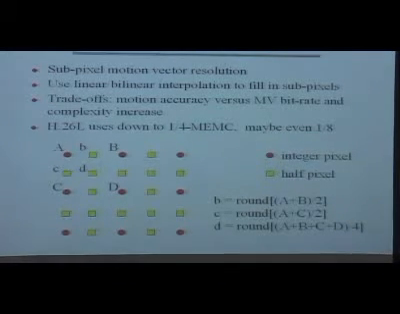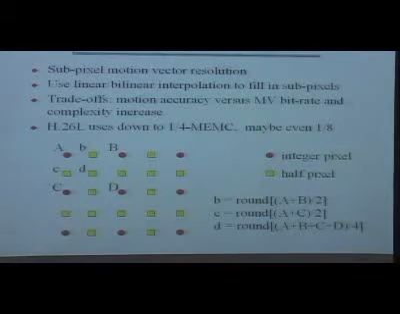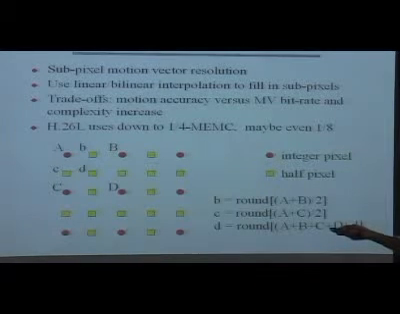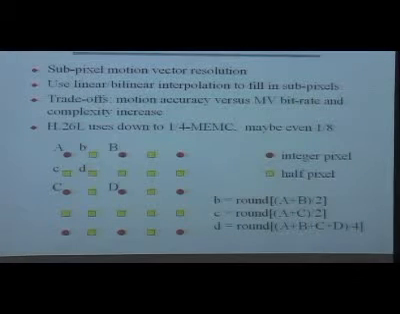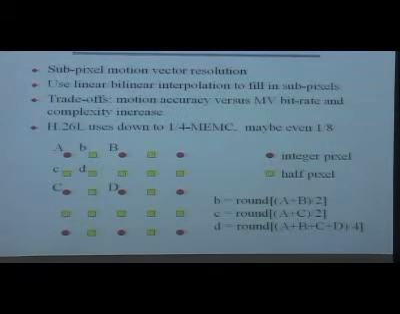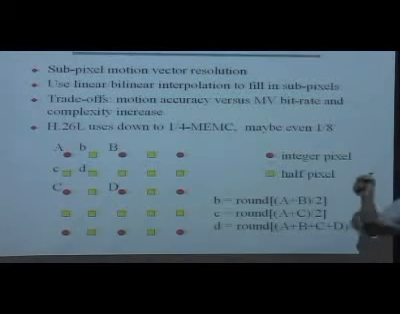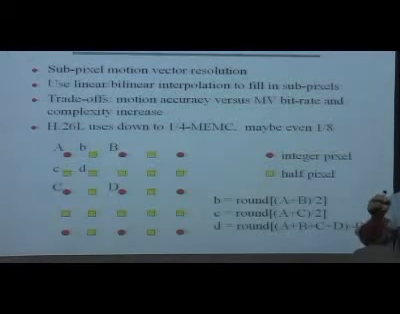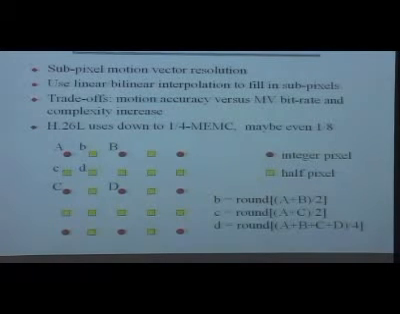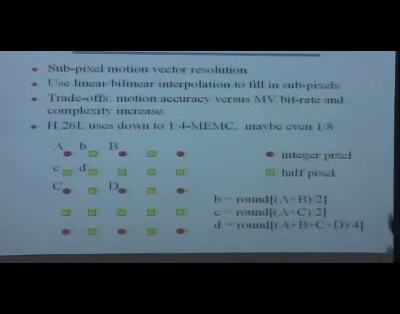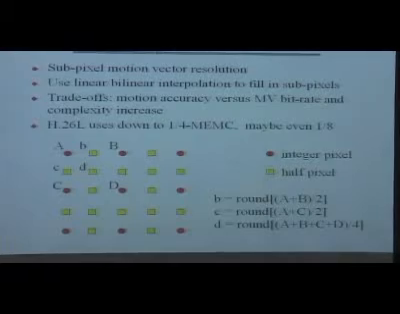What increases is the side information, because your vector space has twice the amount of resolution. You have to describe the 0.5. Okay? You have to describe the 0.5. So you need more bits to describe the motion vector. Okay? So this is one of the main features that improve.